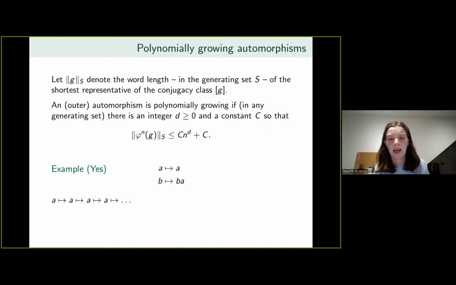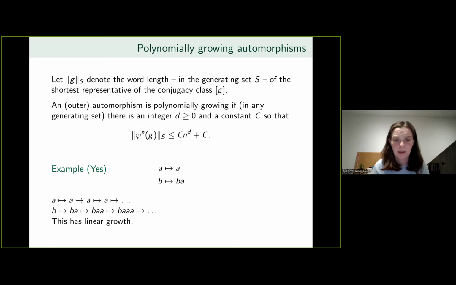And we can look at what happens to A as we iterate, and the answer is nothing very interesting, it just stays A. We can also look at what happens to B as we iterate. Something slightly more interesting. It goes to BA, goes to BAA, goes to BAAA. Every time we add another A on the end. So these words are length 1, length 2, length 3, length 4. This is going up linearly. This has linear growth. That wasn't a proof. I could have been hiding something somewhere, but I wasn't. This automorphism genuinely has linear growth.